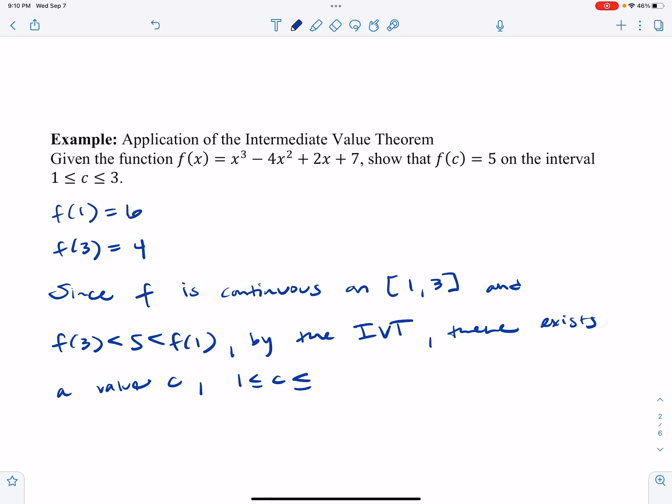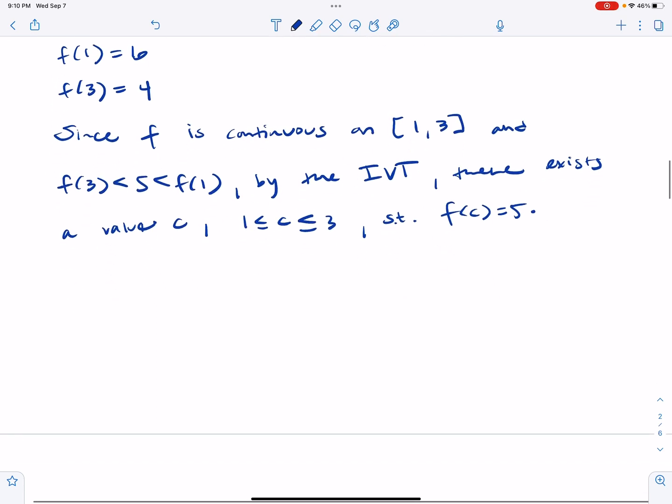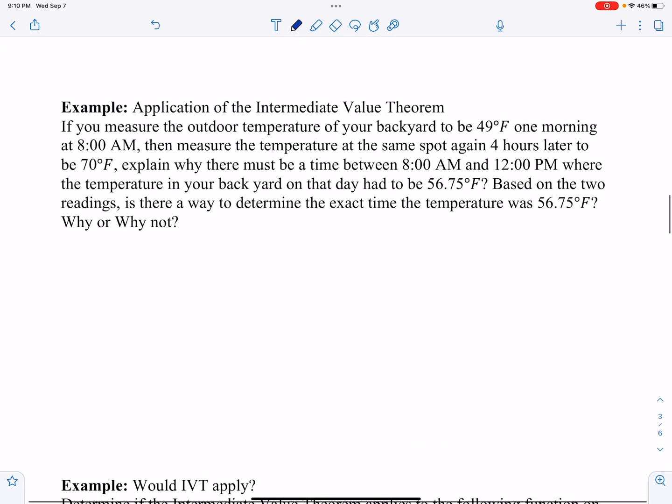Now for that inequality, the endpoints wouldn't need to be included. I'm going to include them because that was part of giving us the closed interval. But we know that c isn't going to be 1 or 3 because we know what those function values are. Such that f of c equals 5. Okay, something like that. Okay, so another application of intermediate value theorem.